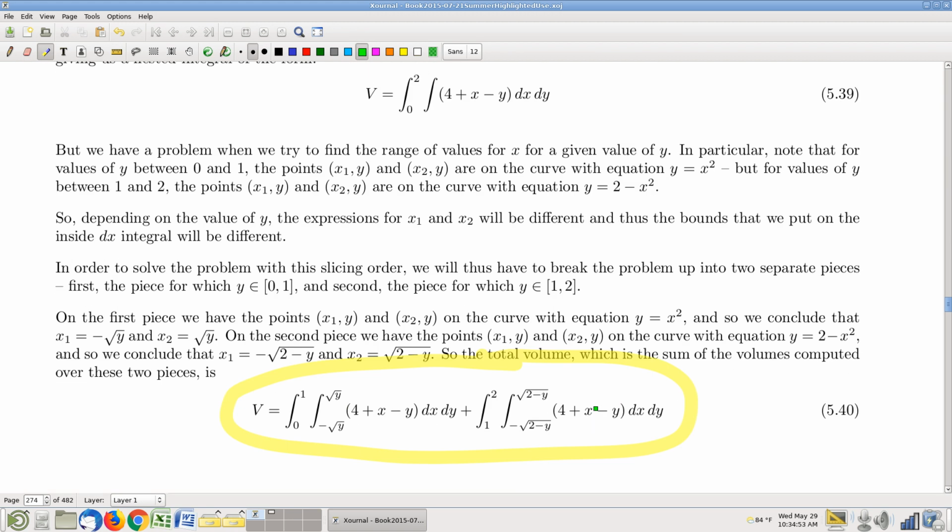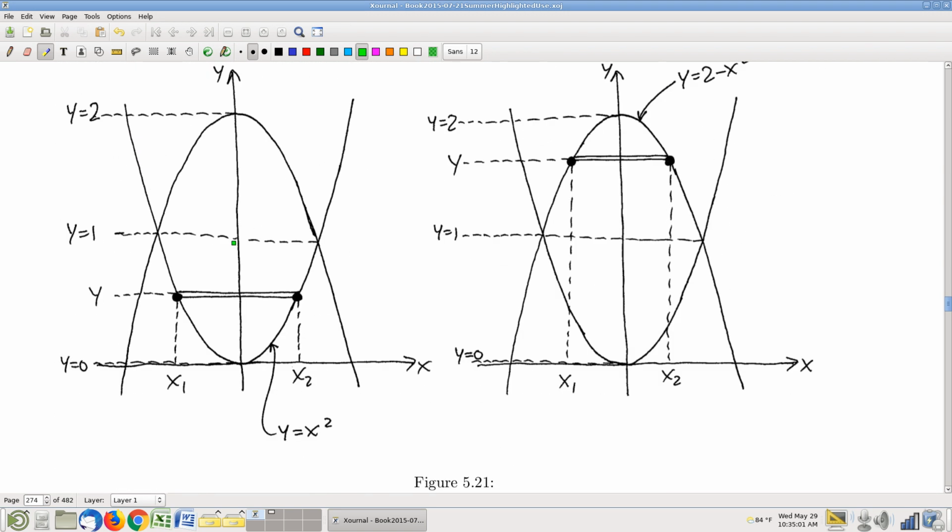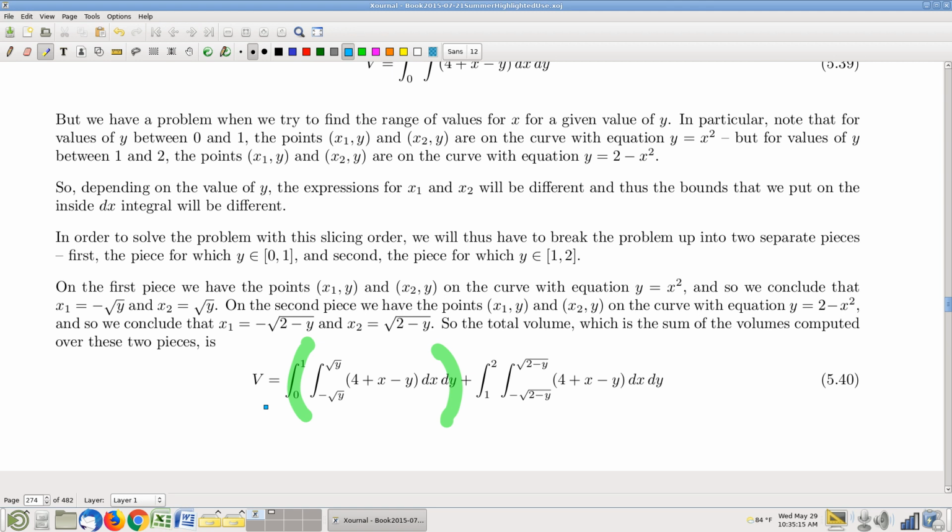This is super annoying. For values of y between 0 and 1, let's come back up here. For values of y between 0 and 1, I can reasonably say that the lower bound and the upper bound both come from this curve. That curve has that equation. Solve for x, and I get those bounds for x. But that's only valid for y between 0 and 1.